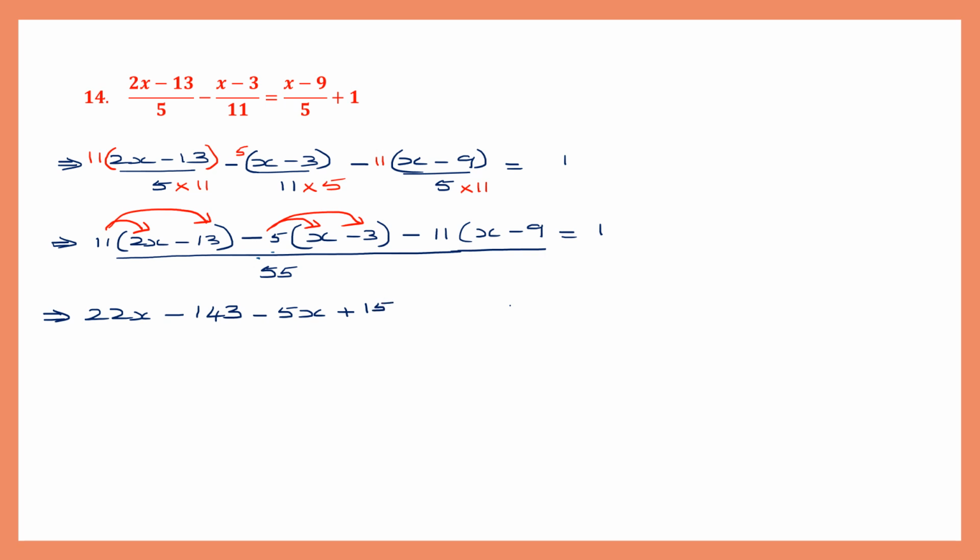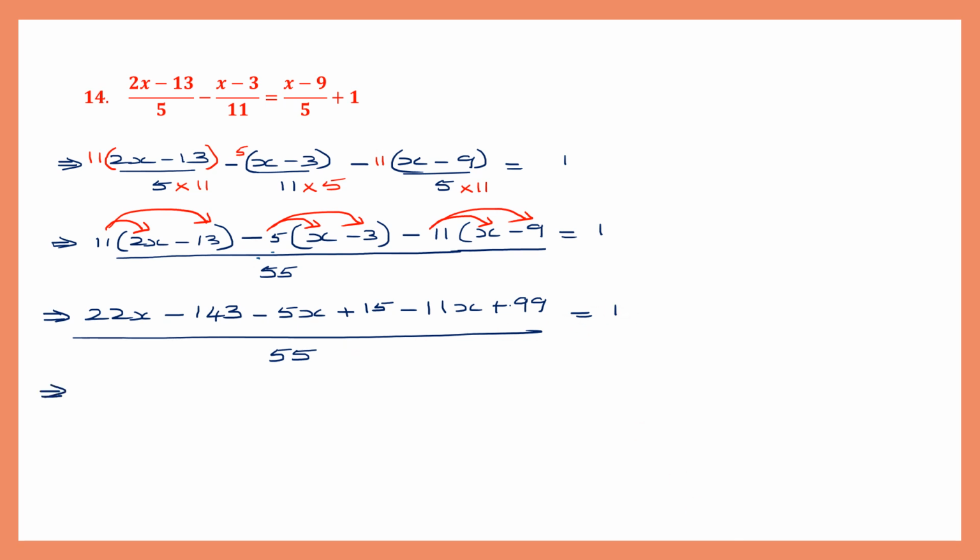Then here we go on to minus 11 into x and minus 11 into minus 9. That is minus 11x plus 99. All this by 55 is equal to 1. Now we can move this 55 to the other side, because it's division here, when it goes there, it becomes multiplication. Here we can also at the same time simplify the like terms.